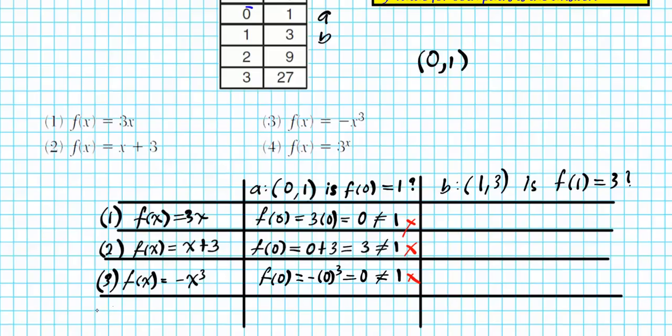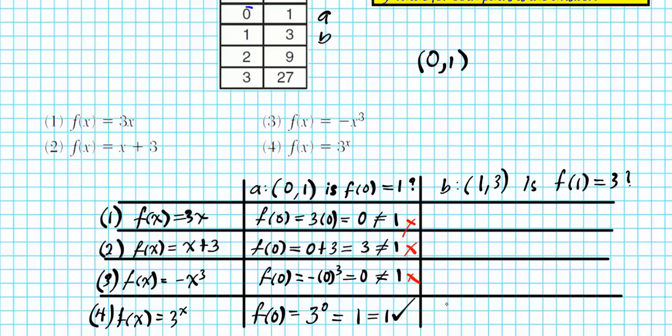So option 4, if the function is this exponential function 3 to the x, the question is, if I input 0 into this function, do I get 1 as my output? Well, let's see. 3 raised to the 0th power is 1. Is 1 equal to 1? Absolutely. So this is a check. So we can conclude that this is the correct answer, but to make sure, we have to test a second pair just to make sure.